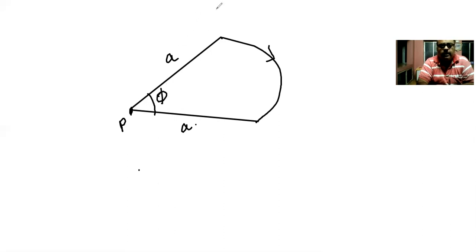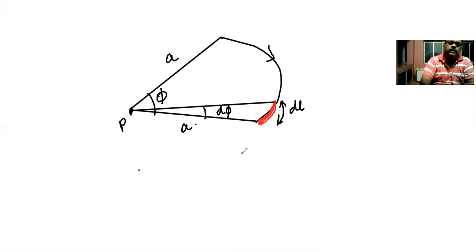So in this case, what can I do? I take once again a small strip over here, and this small strip is inclined at an angle, suppose d phi. Strip means a current element we are considering. So again, this is your radius and this is your a.